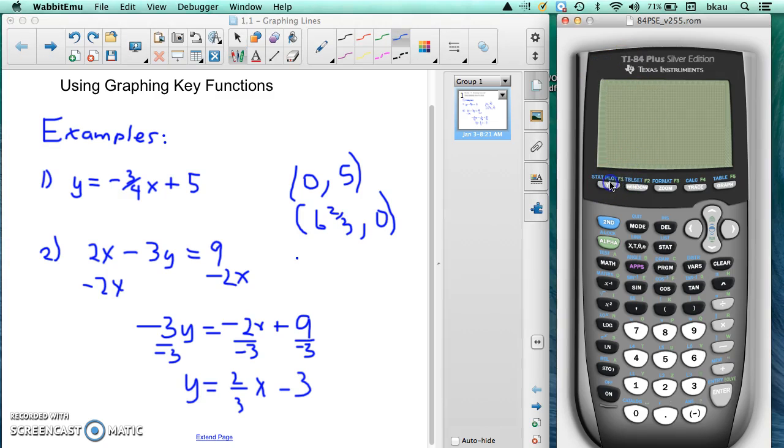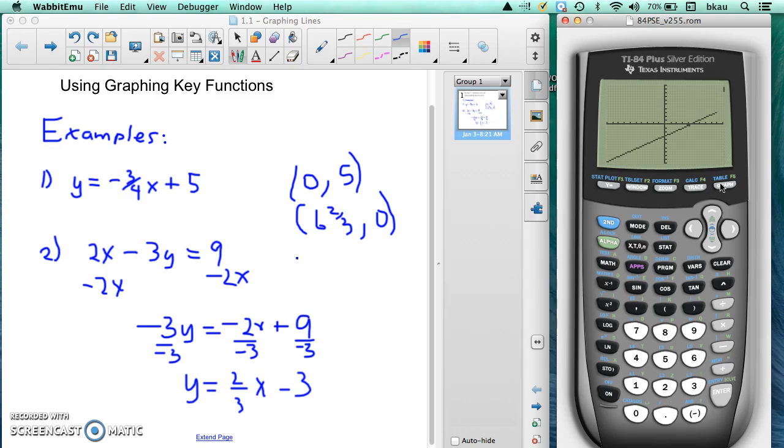So we go back to our y equals, and we're going to push clear if you have something in there, and then we're going to put in 2/3. I had to put in a new calculator here because the other one froze, so I'm going to reset the mode to where it looks the same as I did last time. This is what happens when your calculator freezes up on you. I had to reset everything. So 2 divided by 3 x minus 3, and graph.